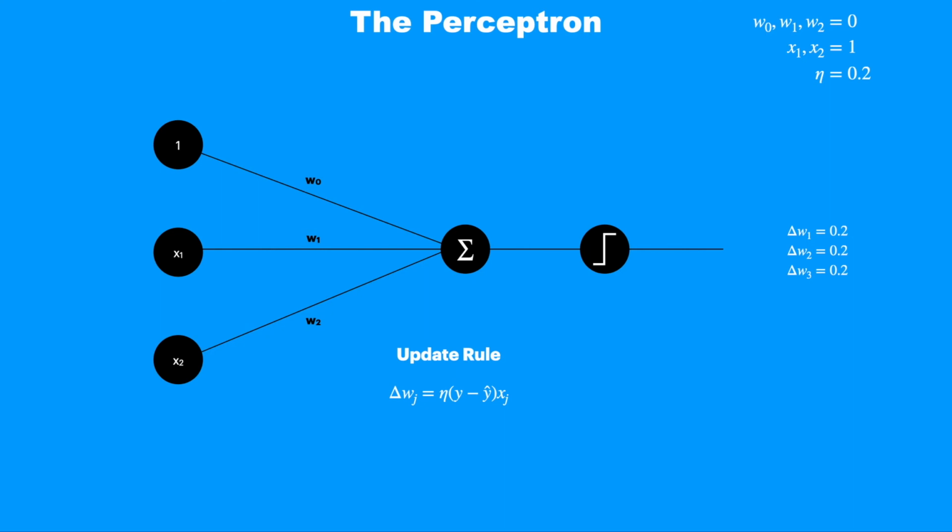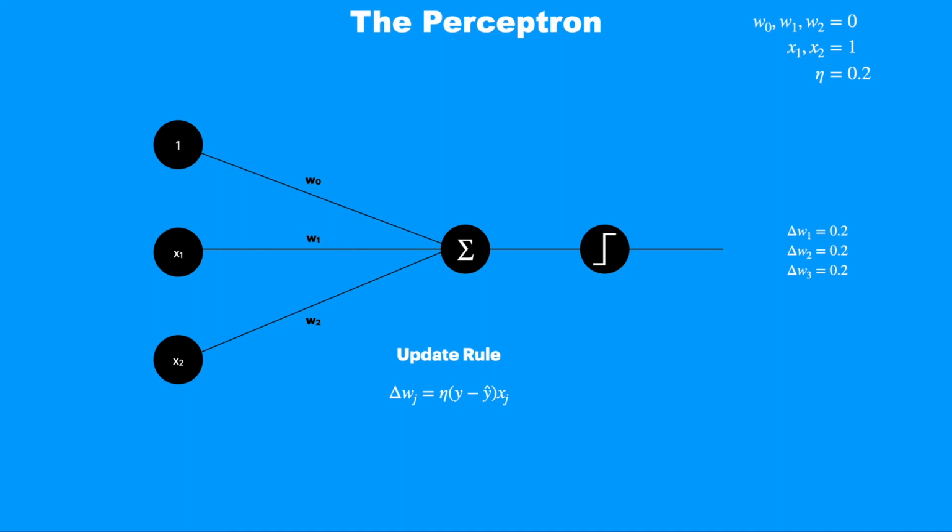And if we look at one example computation, we can see how the update rule works. So we have eta, which is 0.2, times y. Now our actual answer should be 1, right? Minus y hat, which is 0, times xj, which is 1. So we're getting delta wj equals 0.2, which means that we're making each of these weights stronger. We're making the signal stronger.